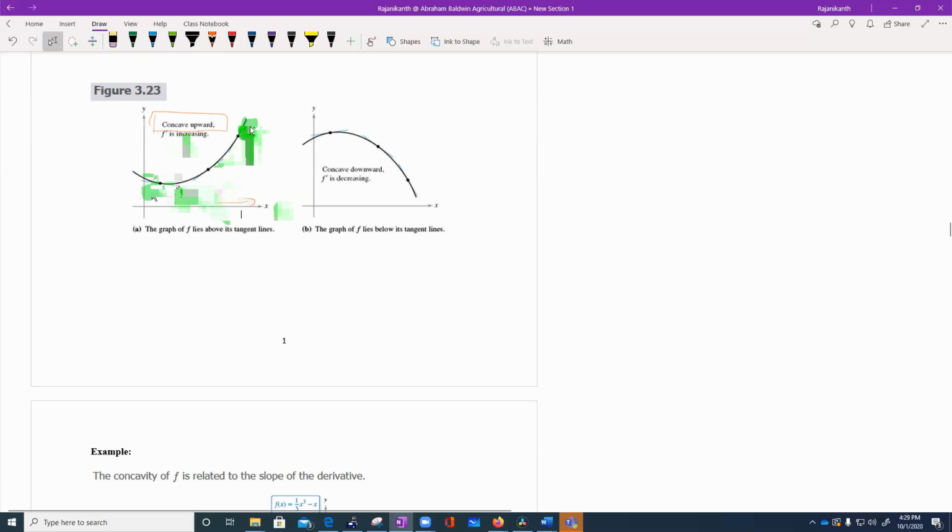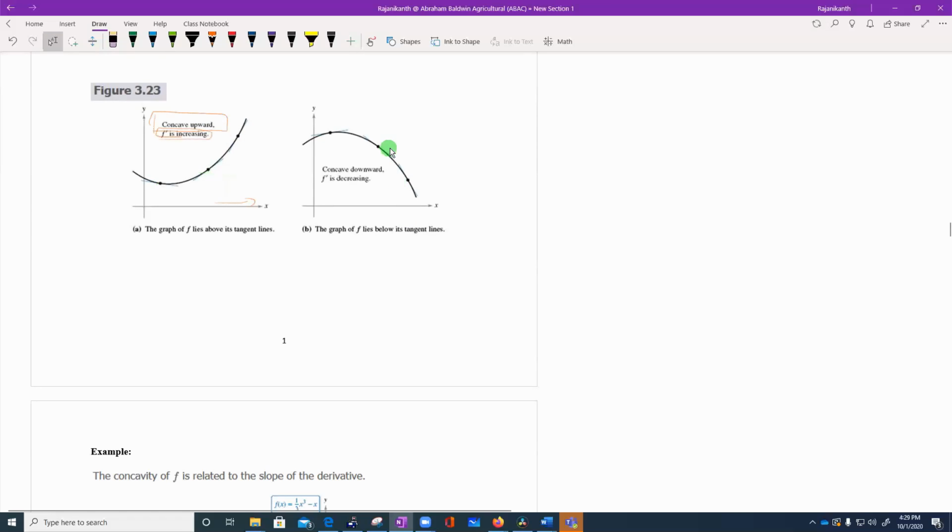The slope value is going upwards, right? The first slope is very close to zero. But here the slope is a positive value. Here you will get positive, but bigger than this value. So for a concave upward trend, the first derivative should be increasing.